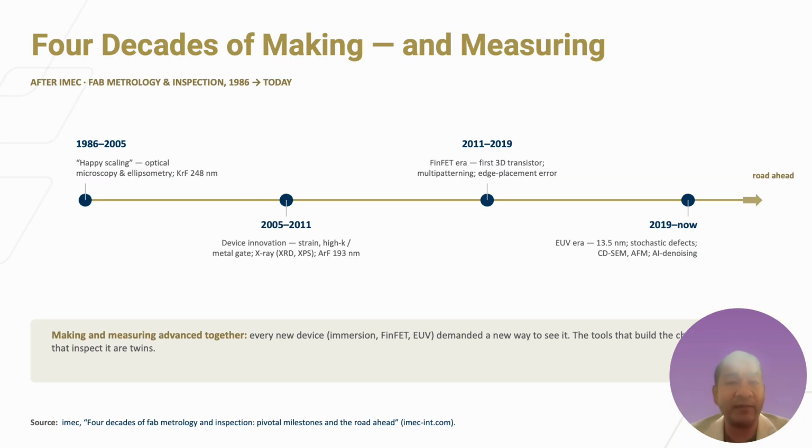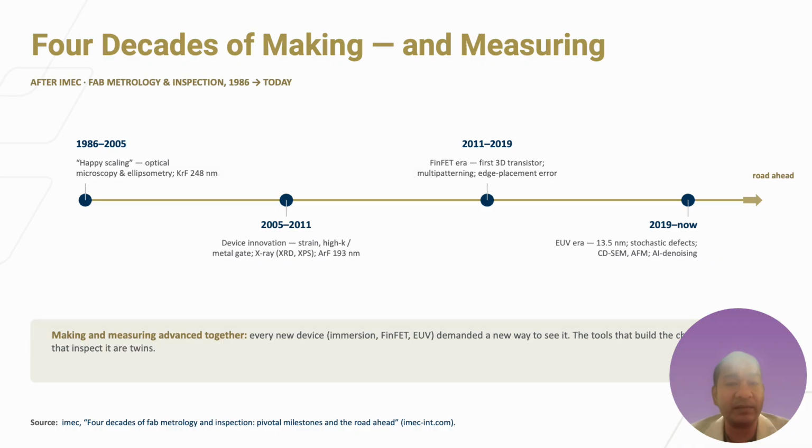Building and measuring have advanced together for 40 years, and this timeline from Research Institute IMEC shows it. In the earliest era, simple optical microscopes were enough because the features were large. As features shrank, new materials arrived, and engineers needed extra techniques to see them.